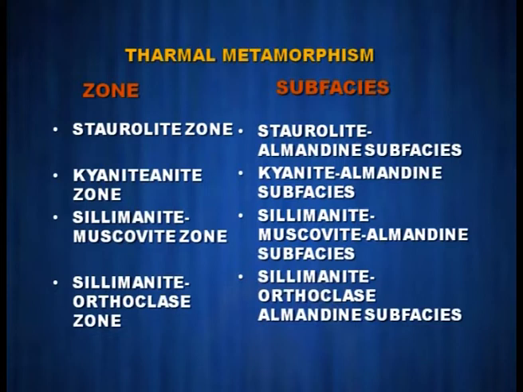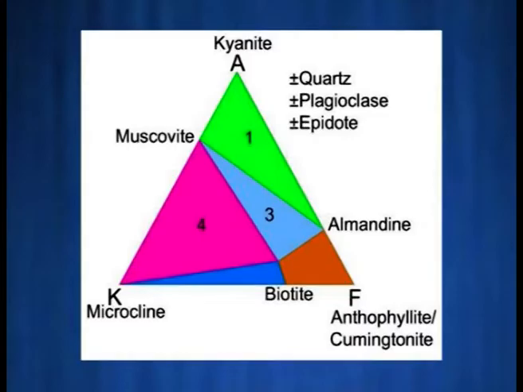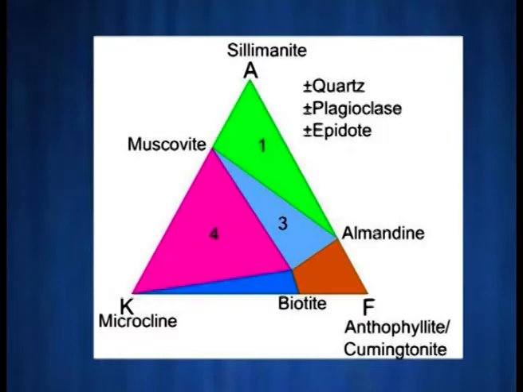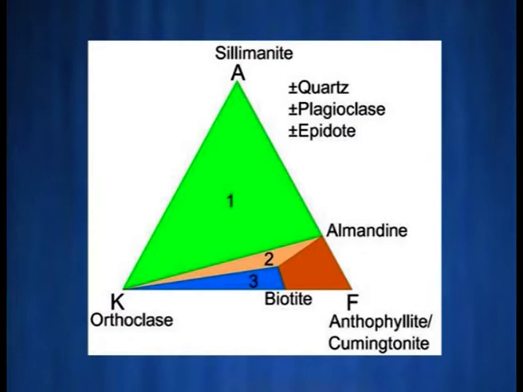Metamorphic zones and subphases. The amphibolite phases are divided into 4 different zones, that is staurolite zone, staurolite almandine subphases, kyanite zone, kyanite almandine subphases, sillimanite muscovite zone, sillimanite muscovite almandine subphases and sillimanite orthoclase zone, that is also known as sillimanite orthoclase almandine subphases.